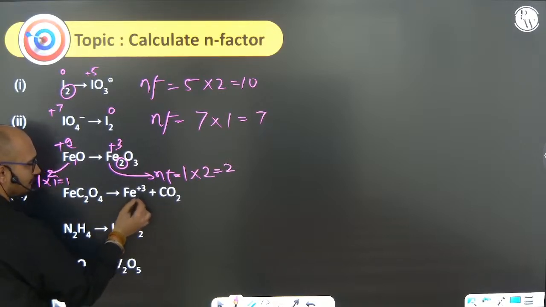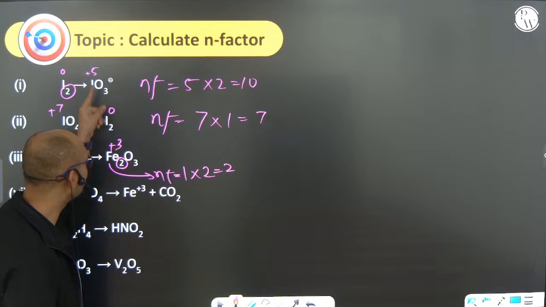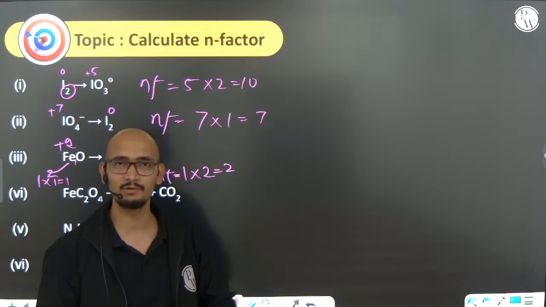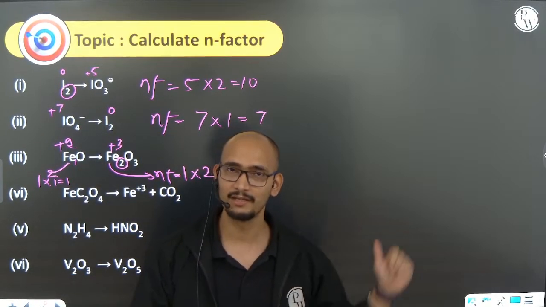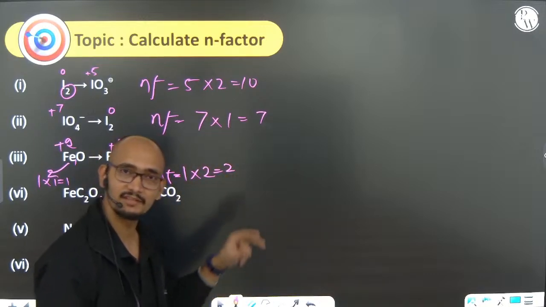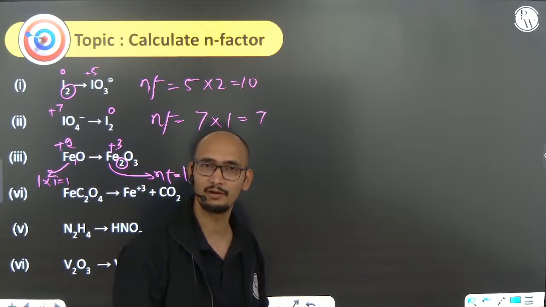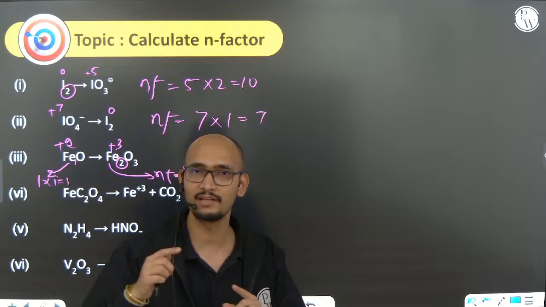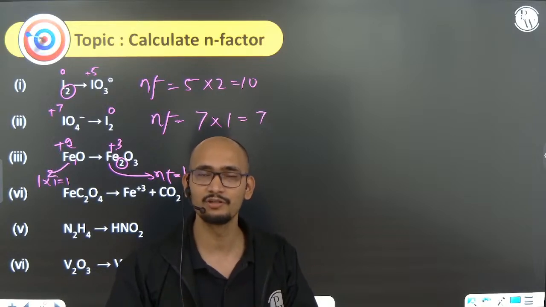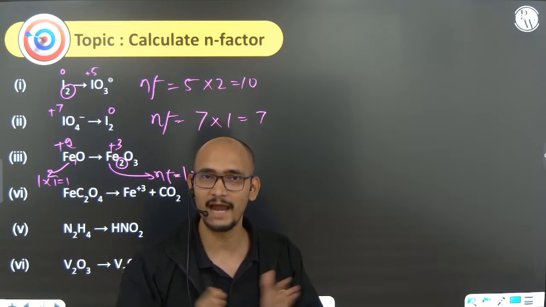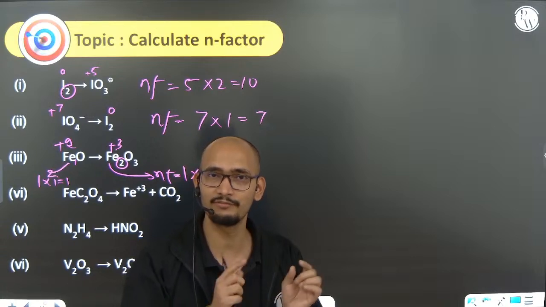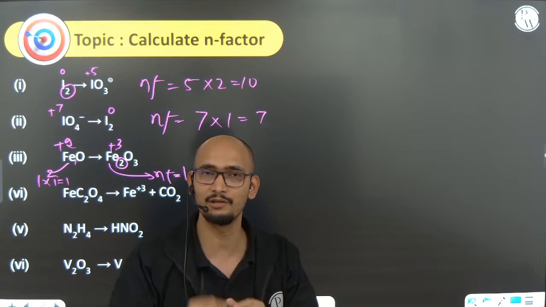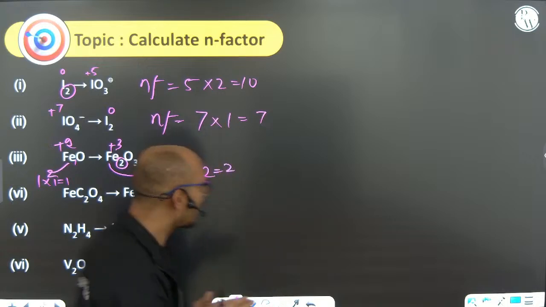FeC2O4 converting into Fe3+ and CO2. In all these examples, we have seen that only one atom was changing its oxidation number. Yes or no? But here what is happening? There are two atoms in the same molecule changing their oxidation state. And always remember, if both of them are oxidizing or both of them are getting reduced, in such cases you have to add the n factors. What I'm saying, if both atoms are getting either oxidized or reduced, just add the n factors.